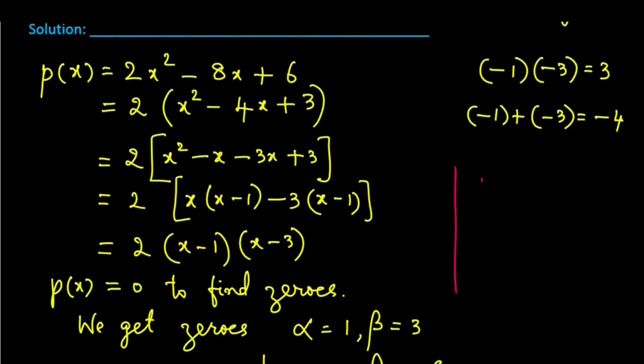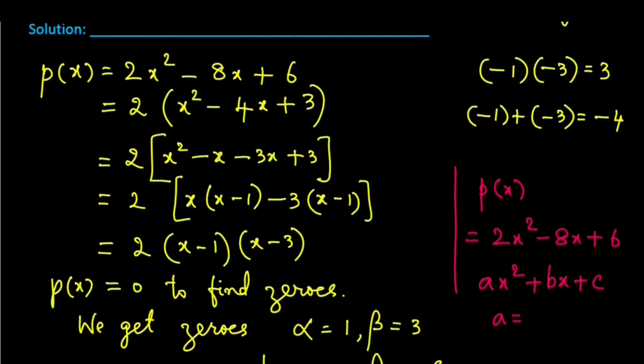Given polynomial p of x is 2x square minus 8x plus 6. We have to compare this with the general form of quadratic polynomial, ax square plus bx plus c. Then we get the values as a is equal to 2, b is equal to minus 8, and c is equal to 6.